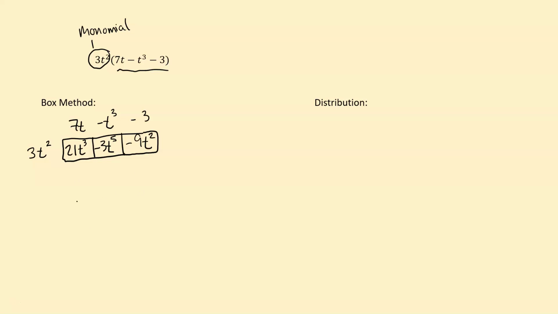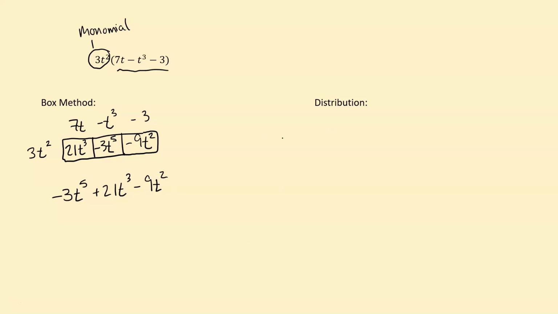So we want to go ahead and write out these terms. And to have it in standard form, we want it from the highest power to the lowest power. So I would write this negative 3t to the fifth power first, and then plus 21t cubed, and then a minus 9t squared.